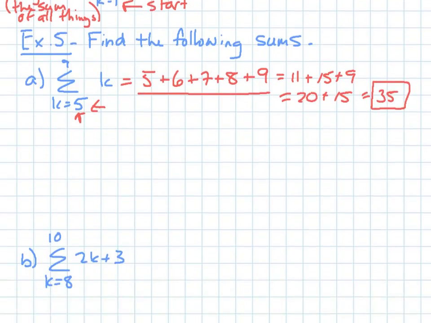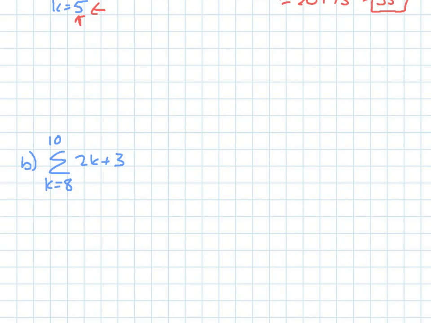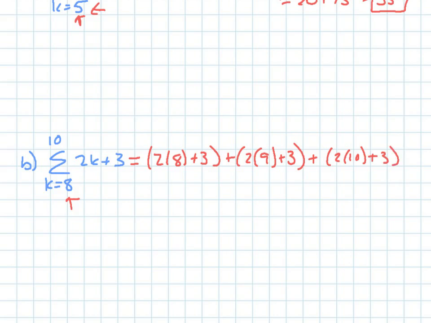Now here's a little bit more complicated one. So here I'm going from 8 to 10, and I want to find the sum of all the terms for 2k plus 3. So like I said, you plug in the first one, which is 8. So 2 times 8 plus 3. That's one term. Then I plug in the next one, so 9. Then I plug in the next one, which is 10, which is the last one because that's the number up here. Okay? So those are all my terms.